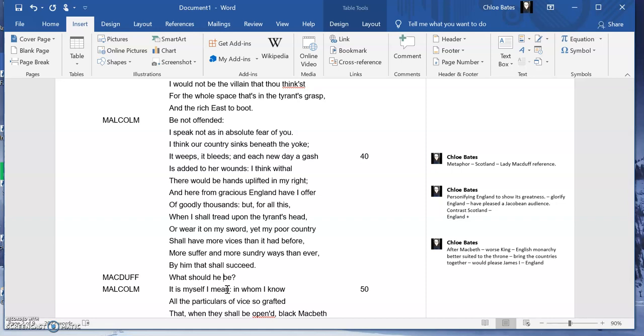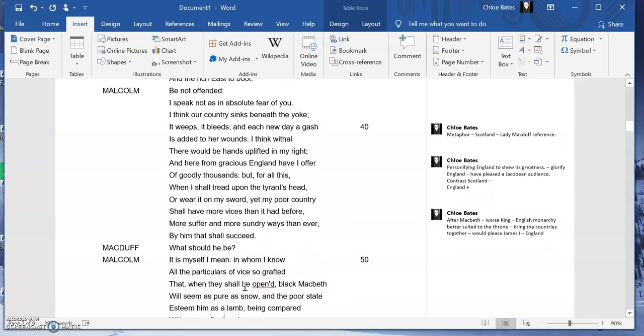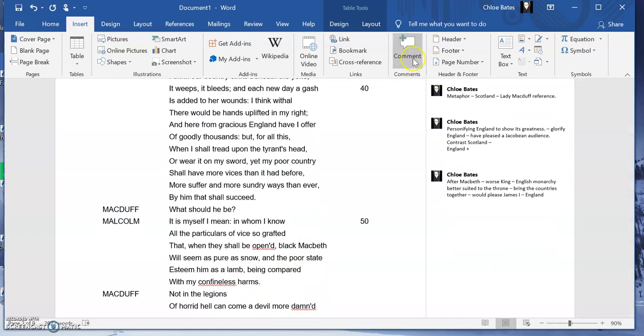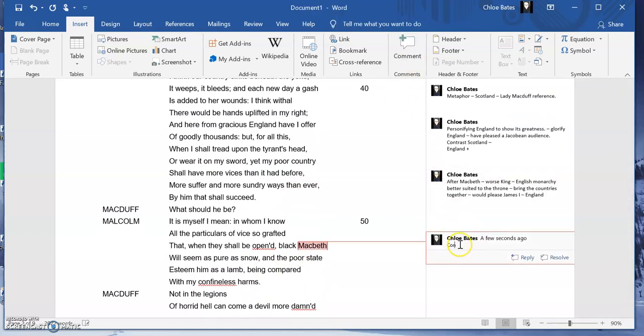It is myself, I mean, in whom I know all the particulars of vice are grafted. Then when thou shalt be opened, black Macbeth will seem as pure as snow, and the poor state esteem him as a lamb, being compared with my confineless harms. So we've got a lovely contrast of black Macbeth, pure as snow. Describing Macbeth will seem pure as snow compared to the next king. Showing you how bad the next king will be.